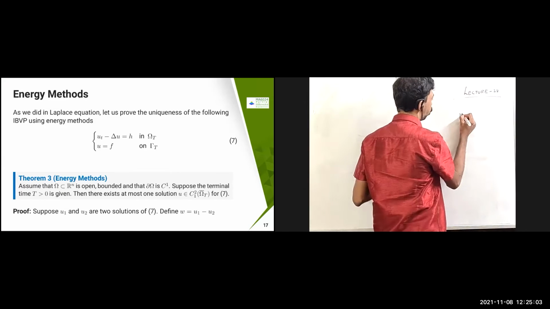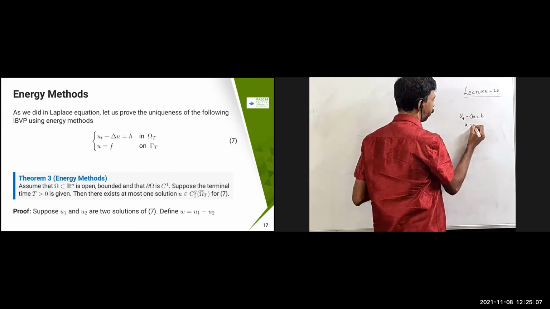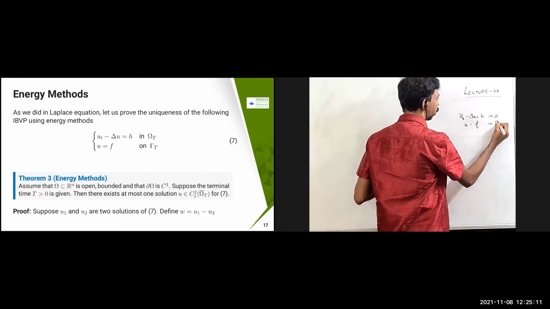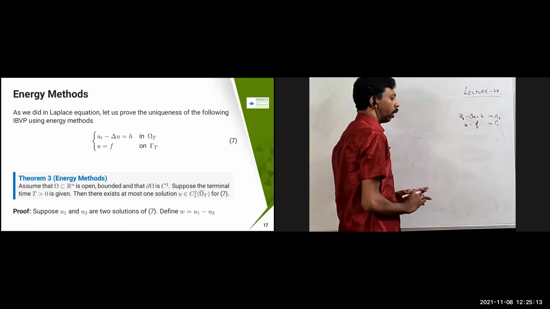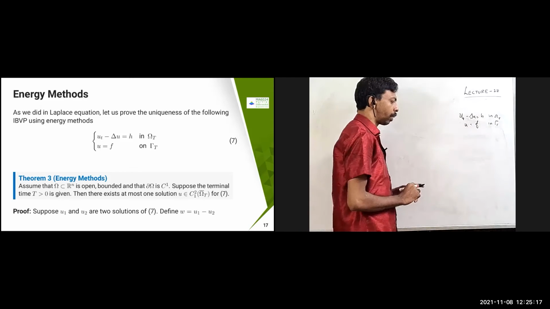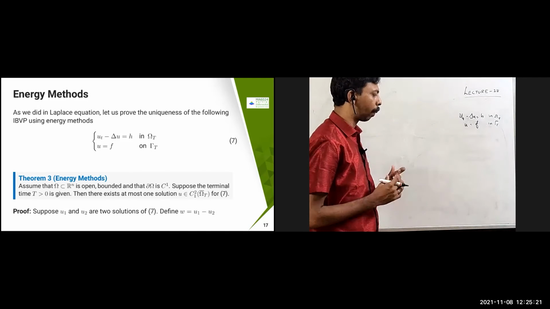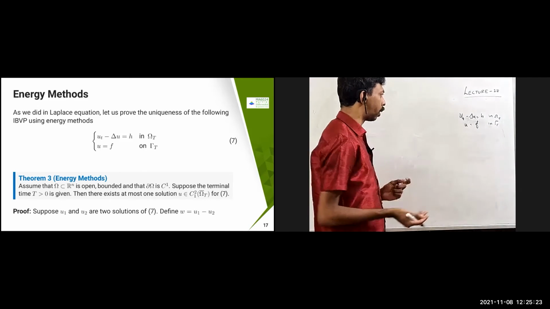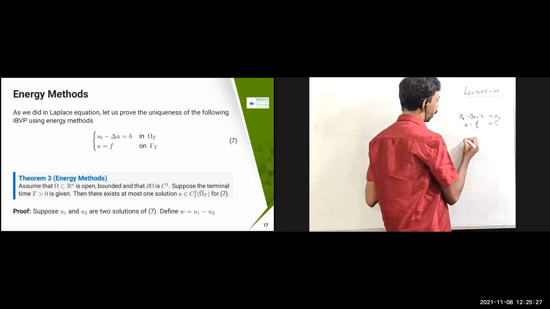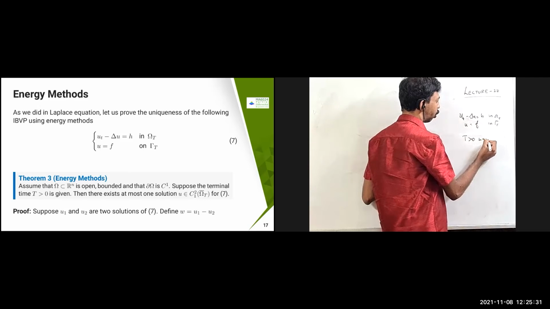So I'm going to define u_t minus Δu equal to h, and u equal to f. This is in Ω_T and this is on Γ_T. Then, for the energy method, suppose Ω, a subset of R^n, is open and bounded, and ∂Ω is a C^1 function. Suppose a terminal time T greater than 0 is given.